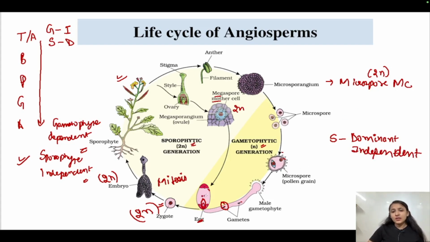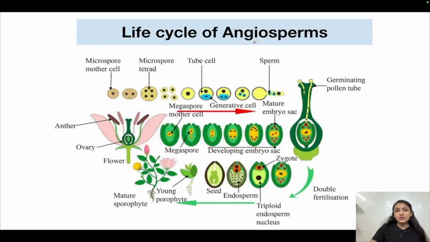But now let's come to the gametophytic generation. Gametophytic generation is highly reduced and it is dependent on the sporophyte in order to survive. It cannot survive on its own. It needs the nutrition from the sporophytic plant body in order to form and then survive. So this was about the life cycle of angiosperms. A more detailed diagram is seen in this image.